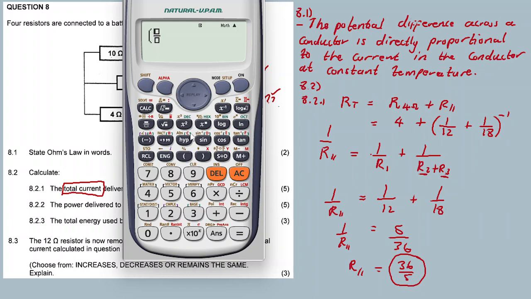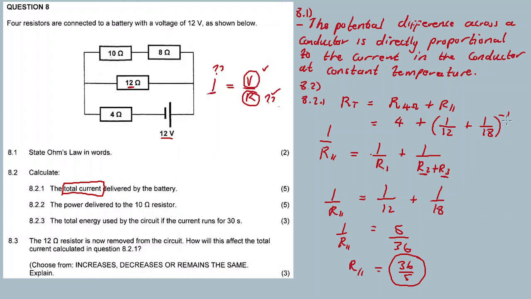Open bracket. Now we get 36 over 5, over 36. 5 over 36 raised to exponent minus 1. So by putting the negative exponent 1, you are flipping the fraction. So instead of doing the calculation on the side and then dividing, you can also do it this way, right?